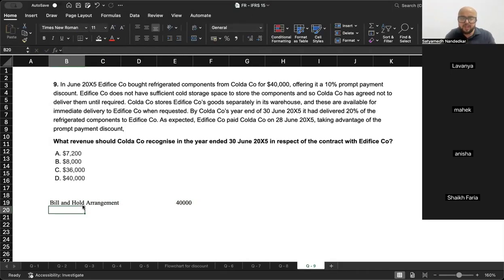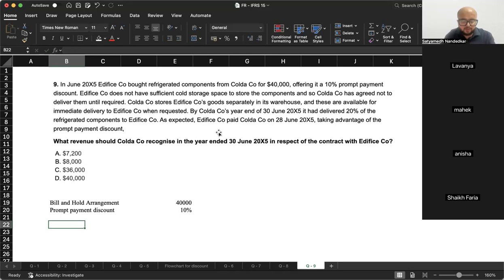ठीक है. 40,000. But the company is offering a 10% prompt payment discount. Is she expected to take the discount? As expected, Edifice Company paid Kolda Company on 28th of June, taking advantage of the prompt payment discount.